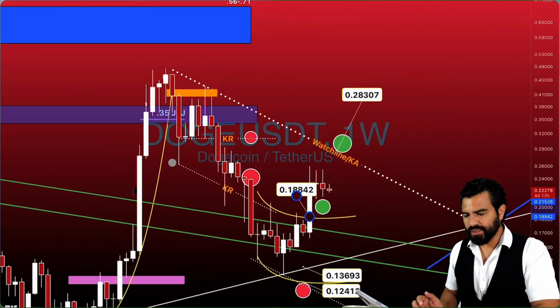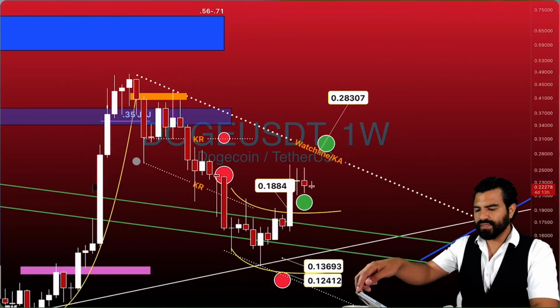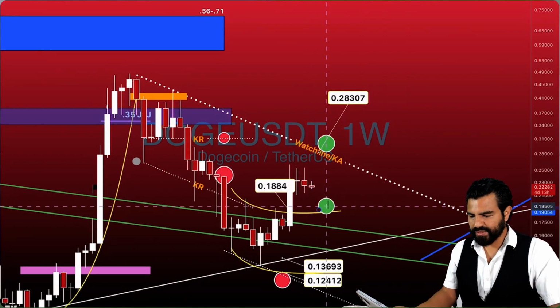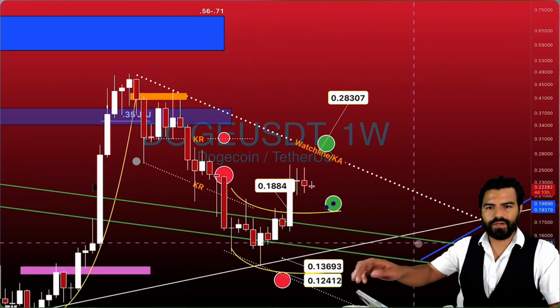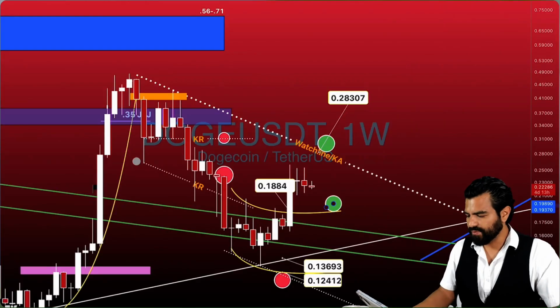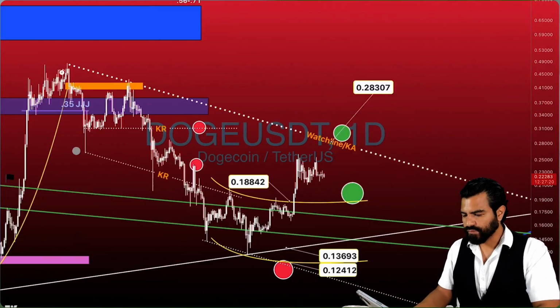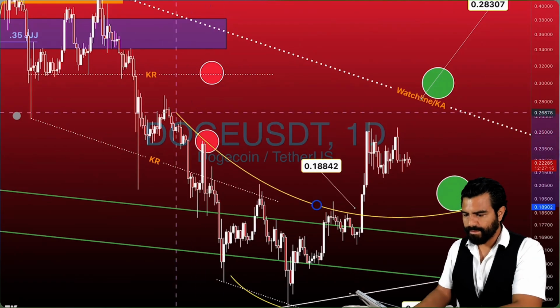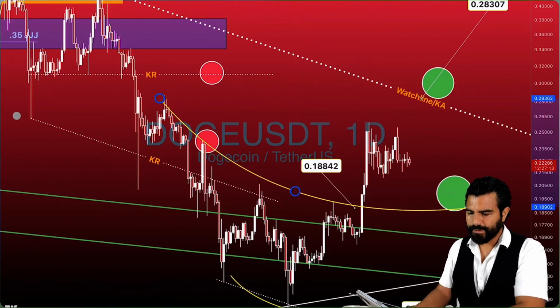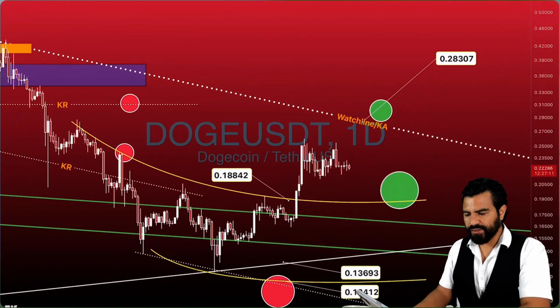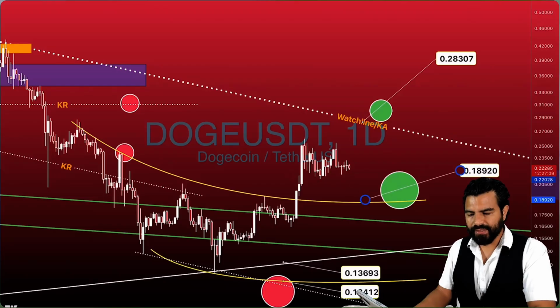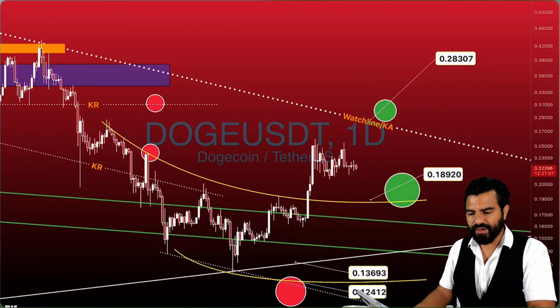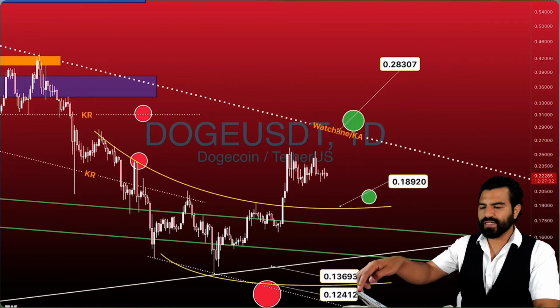So this isn't a good spot. We also can see that there was a smaller parabolic that we were drawing on a smaller time frame, so I'll pull that one back into view. That may have been based on this back here. So if we do come down for DOGE, probably around 18 cents is going to be our next good price, or above the 28 cents will be our next prices.